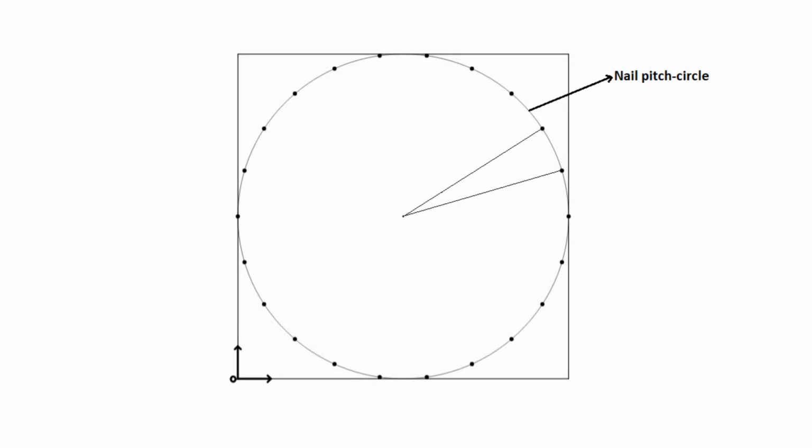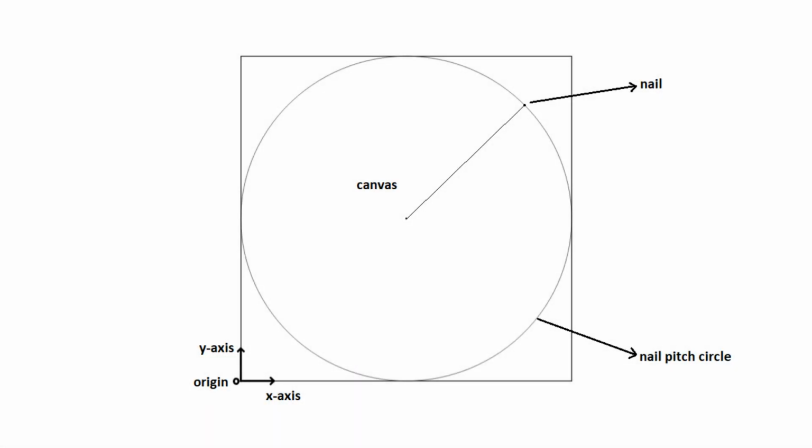We will be placing n nails on this nail pitch circle, where n may be 10, 50, 100 or even 1000. We shall determine that number at a later stage, but right now we need n to calculate the angle subtended by any two adjacent nails at the center of this circle. Remember, these nails are spaced equally on it, and since we have n nails spread across 360 degrees or 2 pi radians, the angle subtended by any two adjacent nails at the center of the pitch circle would be 2 pi over n radians.